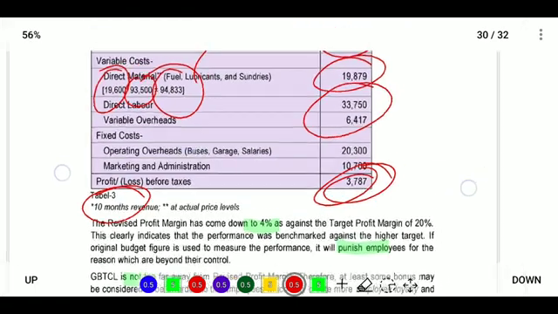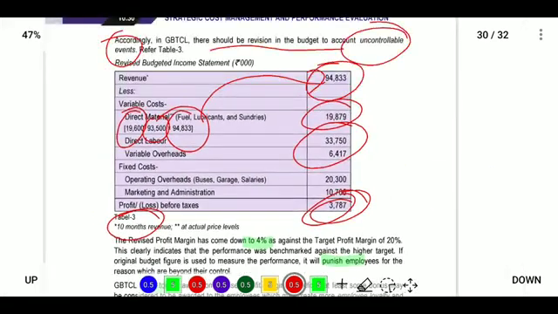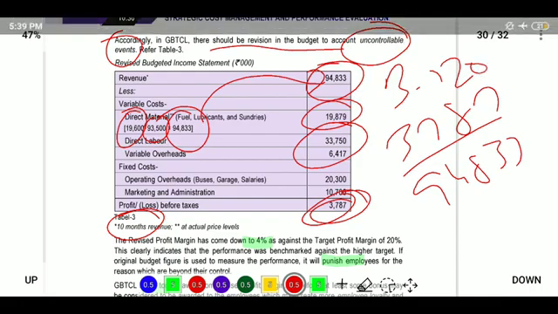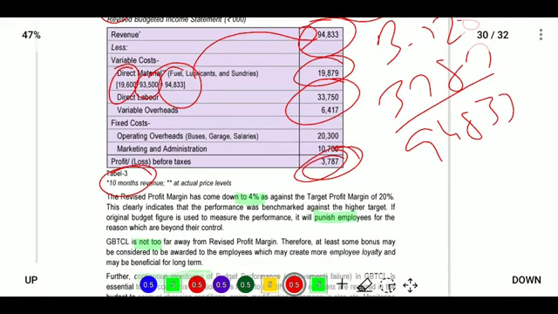So now we will see profit margin. What is the profit margin? 3,787 divided by 94,833. Budgeted profit margin will be 20% as we calculated above. Next, profit margin 3,787 divided by 94,833, I think so. Now the profit margin will be 4%.